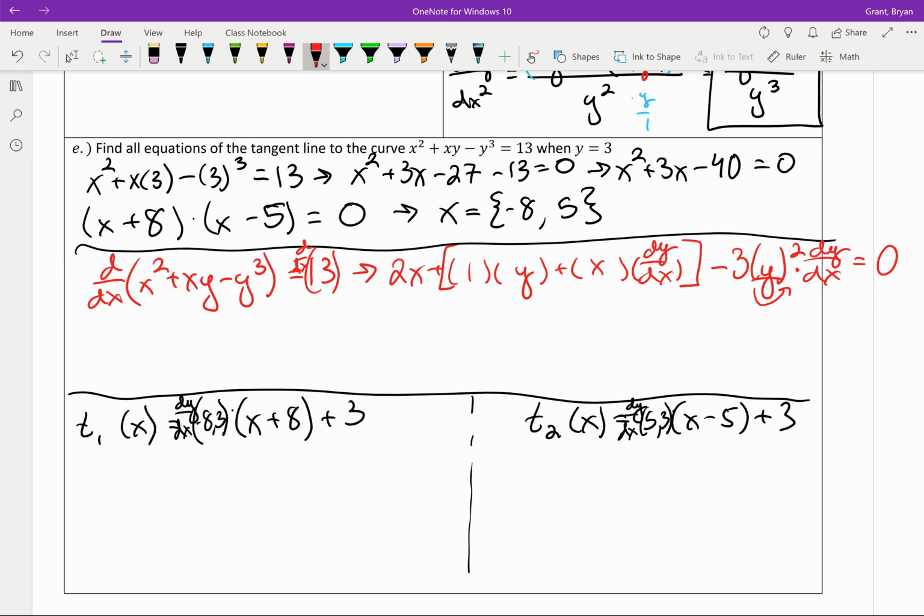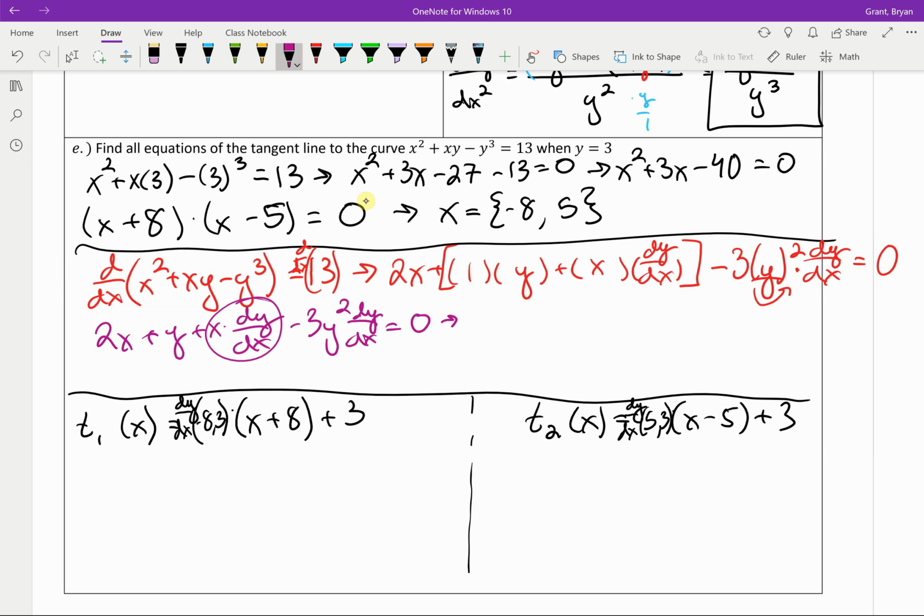Well, let's clean this up slightly. So let me switch colors just so we can keep clarity. I have 2x. There's nothing multiplying by the outside of the parentheses, so let's drop those. Plus y plus x times dy/dx, okay, minus 3y squared dy/dx equals 0. Clean up two steps in one.